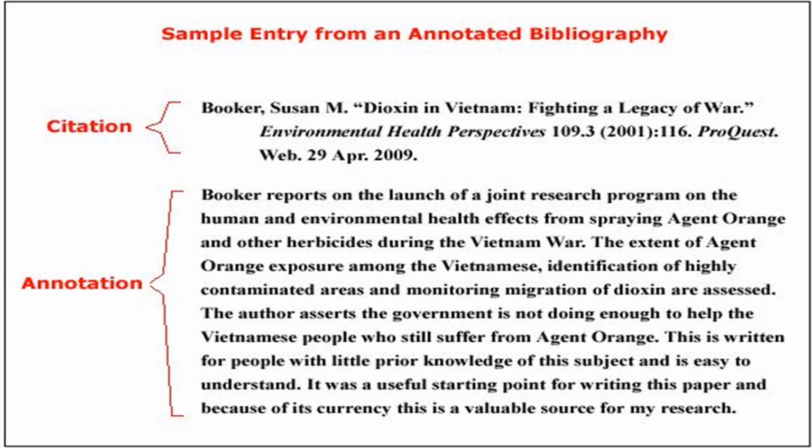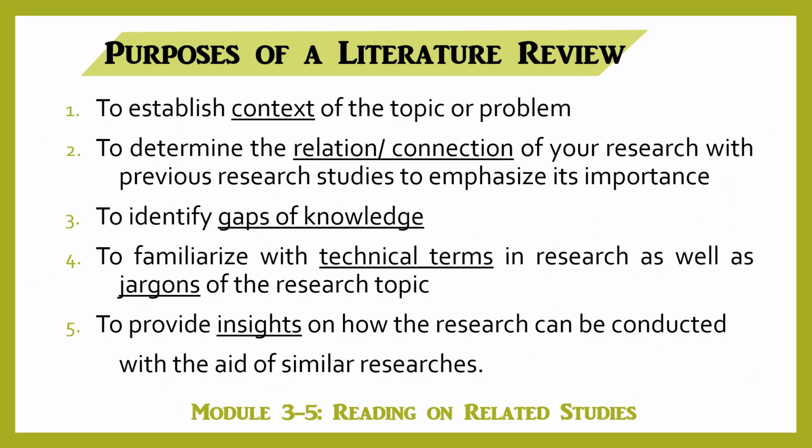So in summary, an annotation consists of the short summary, the evaluation of the reader, the target readers or the beneficiaries of this reading material, and the synthesis or the connection of the reference to the research that you are investigating. Here are some purposes of a literature review that you might want to consider.